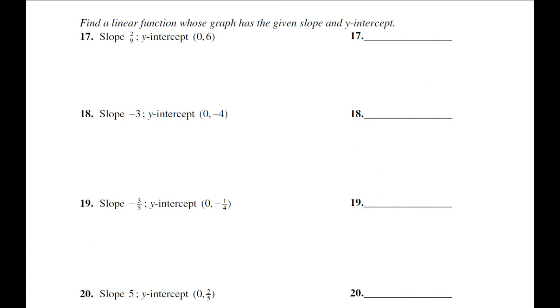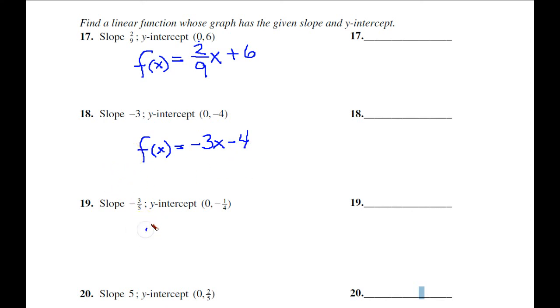Okay, these next few are actually pretty easy because what they're telling us to do here is to find a linear function whose graph has a given slope and a y-intercept. So we will say the function of x is such that the slope, which is 2/9, we put the x in there, and plus 6, which is our y-intercept. So here, the function of x is such that a slope is -3. We have to include the x, and our y-intercept is -4.